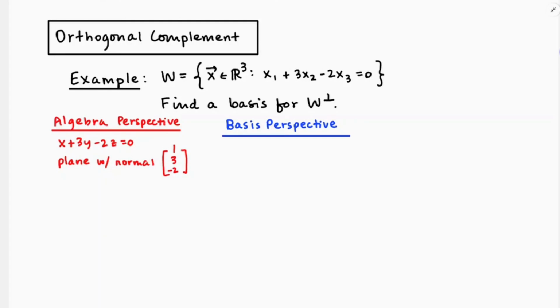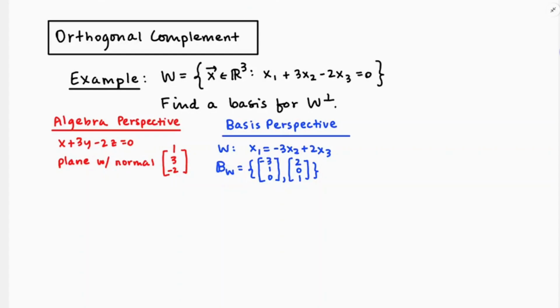This is probably not the best way, but we could say W satisfies this equation. I'm going to solve for x1. If I have x1 in terms of x2 and x3, that means x2 and x3 are free variables. So a basis for W would be negative 3, 1, 0, and 2, 0, 1.